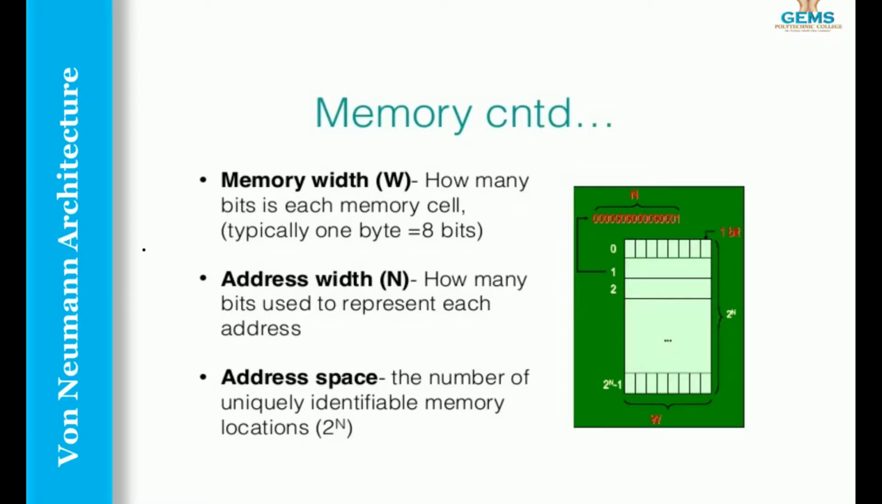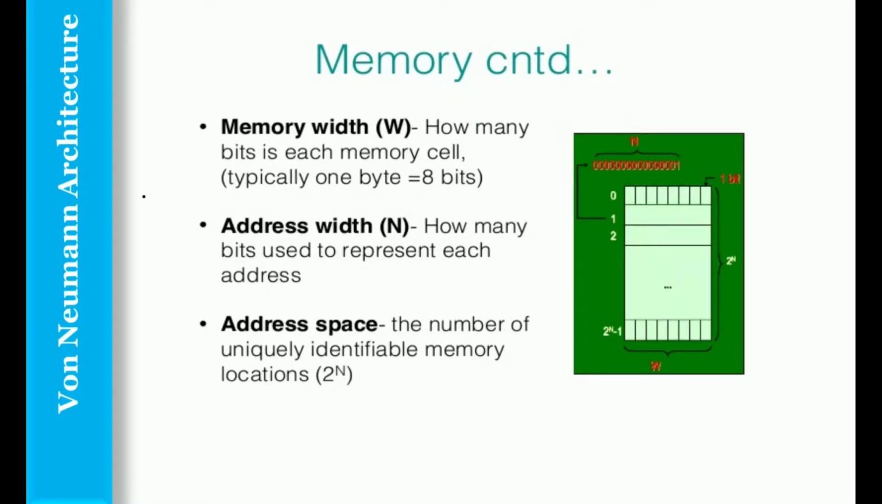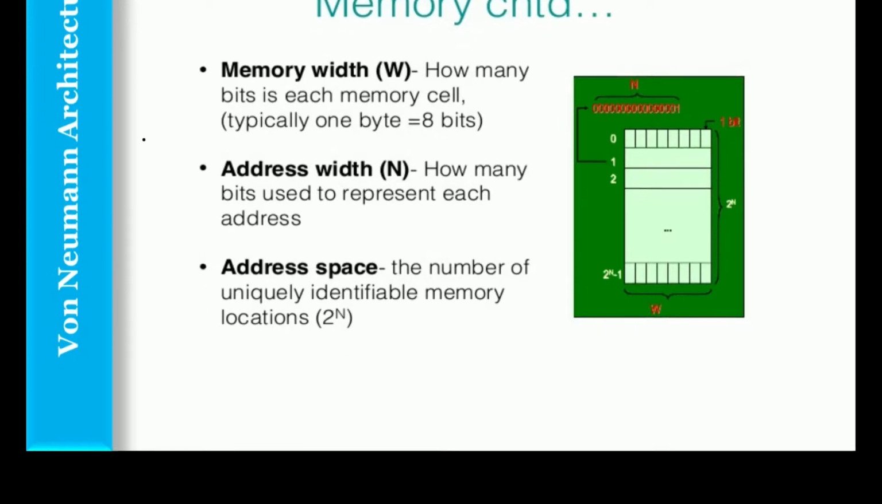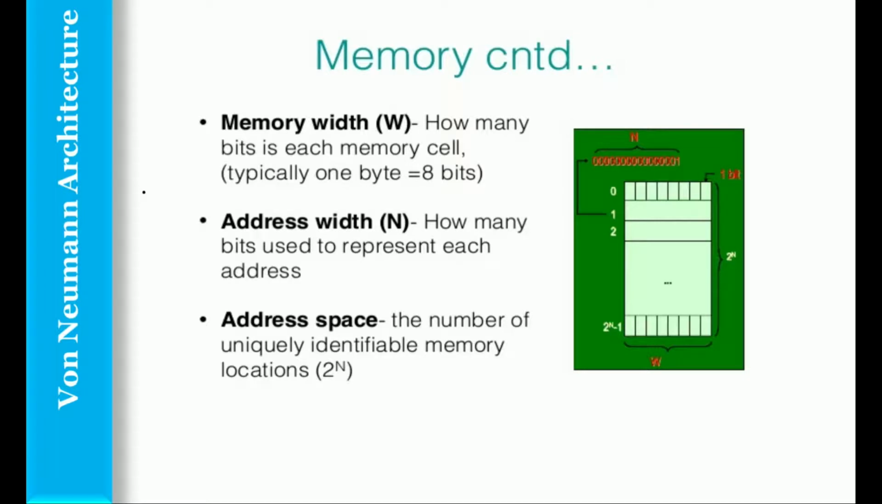Here memory width: 1 byte equals 8 bits. We are going to see byte, bit, gigabit and terabit, everything in a detailed manner in our forthcoming lectures. So memory width contains 8 bits or 1 byte. Next one is the address width. How many bits are used to represent each address? Address is nothing but, for storing the address, how many bits are used. That is called address width.